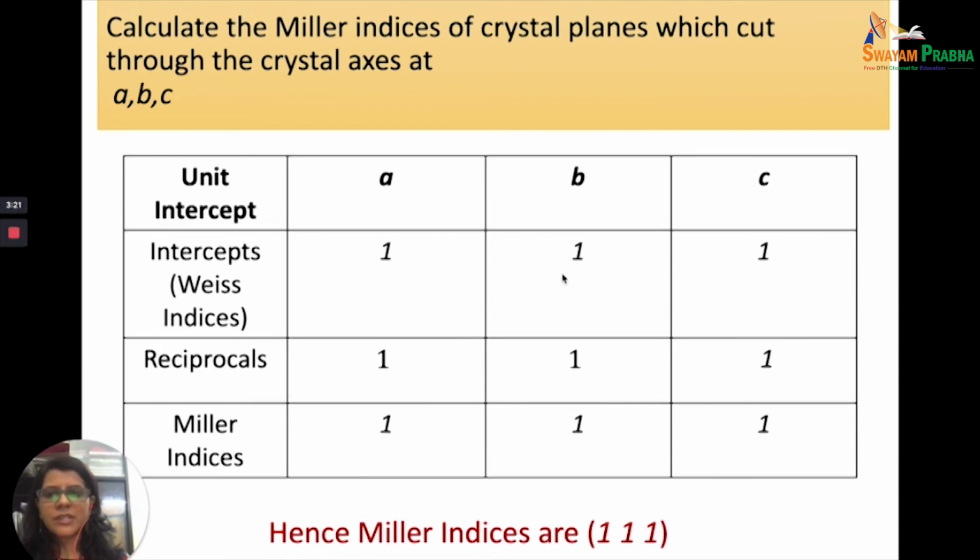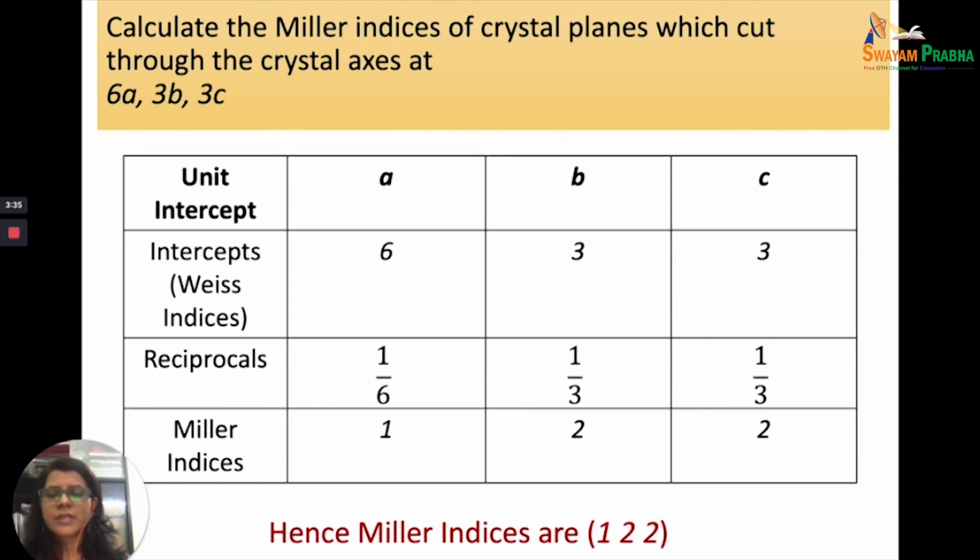Now similarly, very simple: a, b, c. You have 1, 1, 1 for the three axes. You take a reciprocal, you get the same Miller indices. Very simple, right? Now let's look at this example.